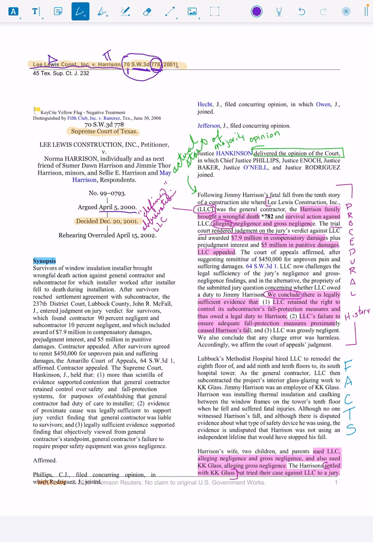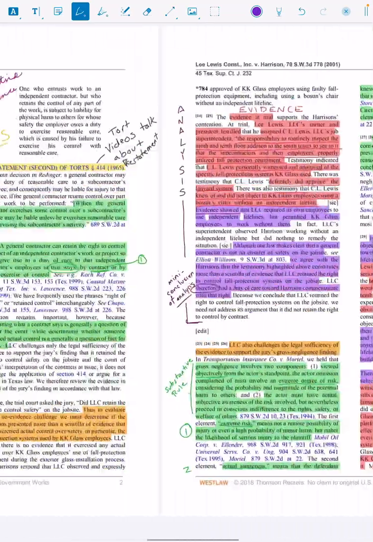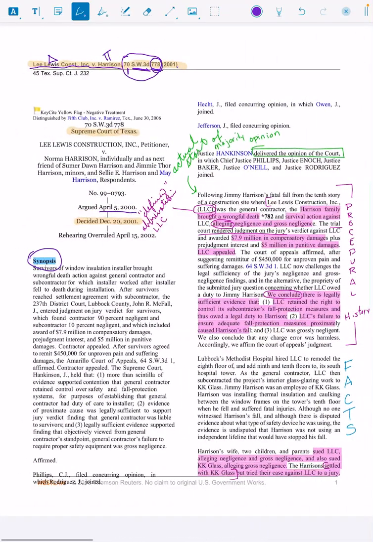The first thing you're going to find when you look at this will be, hey, look, surprisingly enough, a synopsis. So this is going to give a really brief overview of everything that we're going to find in the subsequent few pages of this court opinion right up here at the front. Okay, and then this tells us a little bit about the opinions that we're going to find here. So for this case, Chief Justice Phillips filed a concurring opinion. Justice Hecht filed a concurring opinion in which Justice Owen joined, and Justice Jefferson also filed a concurring opinion.